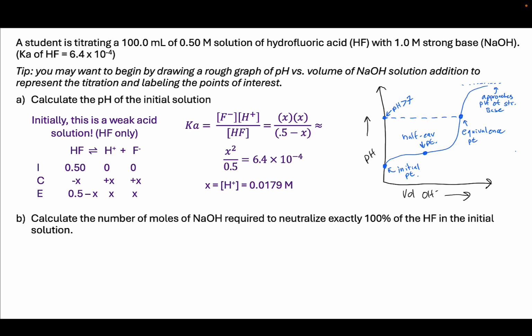This is 0.0179 molar, which will actually pass our 5% rule, and we get a pH of 1.75. And again, this is the pH of nothing more than a 0.5 molar solution of hydrofluoric acid, which we've been able to calculate for some time now.